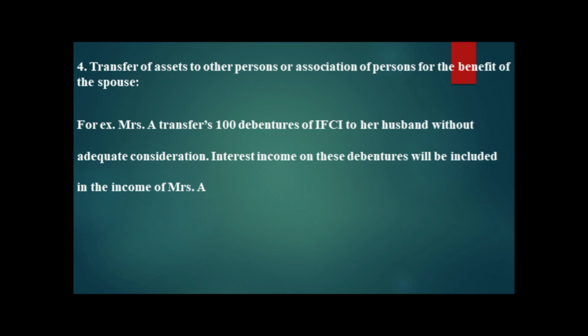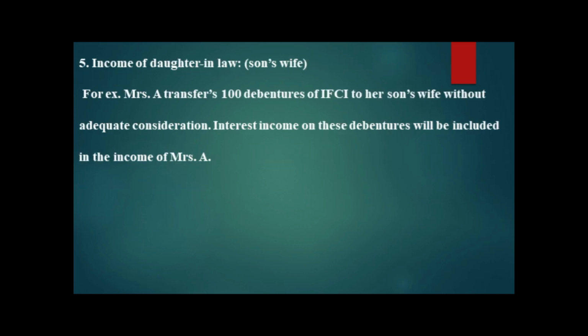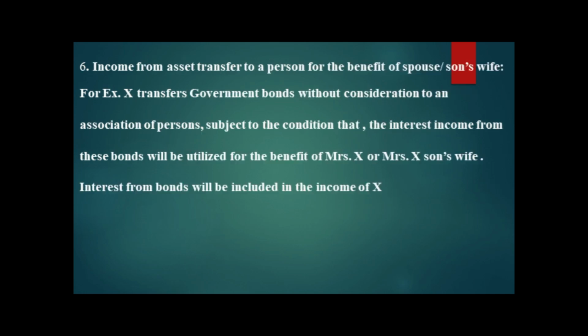The interest income on these debentures will be included in the income of Mrs. A. Next one, income of daughter-in-law, that is son's wife. If an individual transfers any income, or a property, to some other person for the benefit of his son's wife, it is taxable in the hands of the assessee. For example, Mrs. A transfers 100 debentures of IFCA to her son's wife without adequate consideration. Interest income on these debentures is included in the income of Mrs. A.